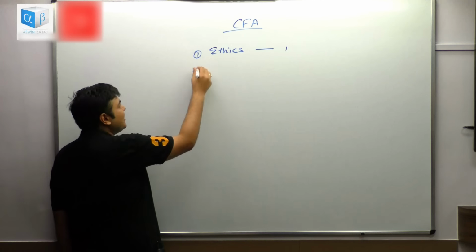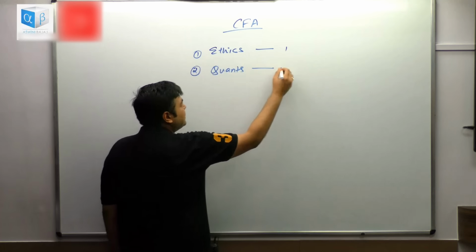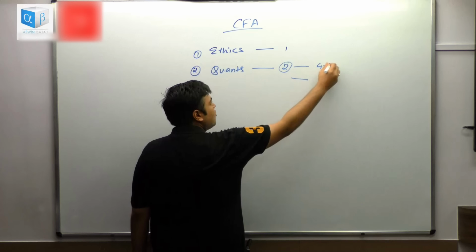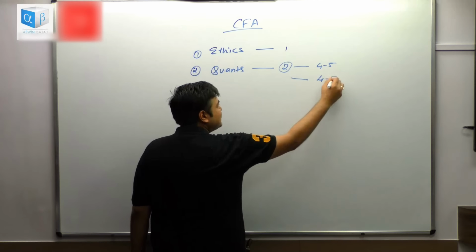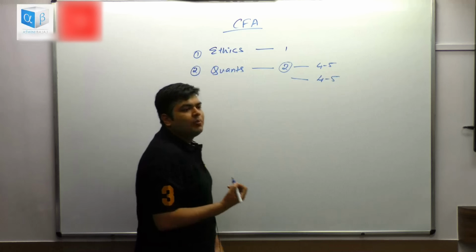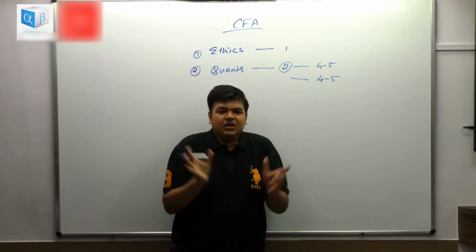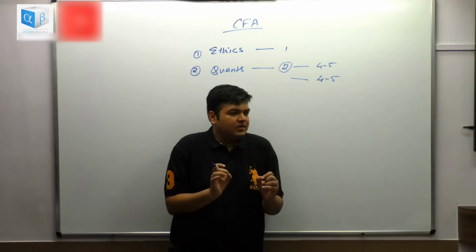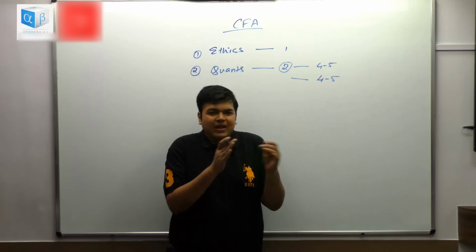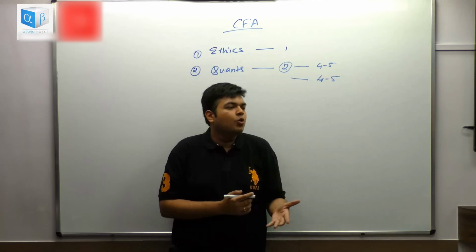Suppose we take the second subject, that is your Quants. In Quants, we have two study sessions. In one study session, we'll have about 4 to 5 chapters, and in another study session, we'll have about 4 to 5 chapters. Now what happens is, since it's a global designation, it becomes very important to divide the curriculum very, very neatly, because we cannot have out of syllabus questions or that kind of confusion when you are dealing with a global designation.